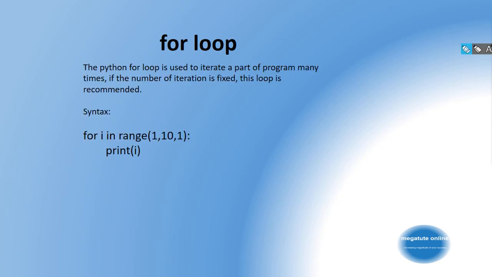So let's discuss the for loop. The Python for loop is used to iterate a part of a program many times. Just like in any other language, the Python loop is also used to repeat a set of instructions up to a specific number of times. If the number of iterations is fixed, then it is suggested that we should use a for loop, because in a for loop we know where the loop is starting, till what value it's going, and how much increment it's taking at a time, the loop variable.